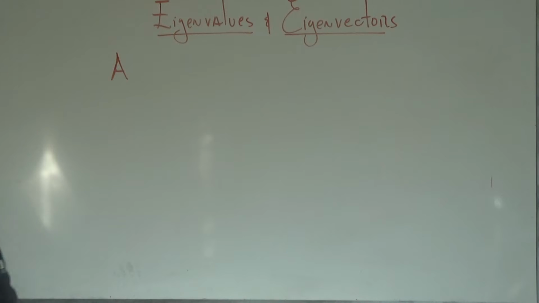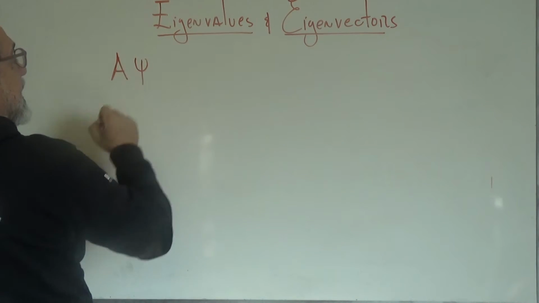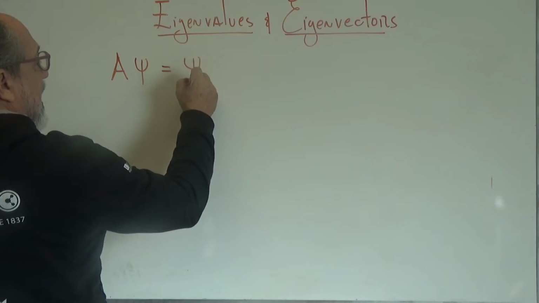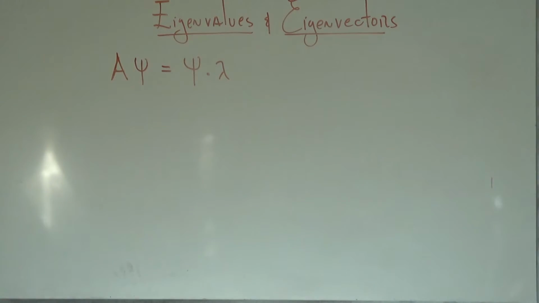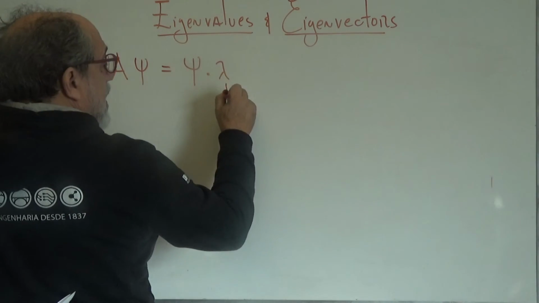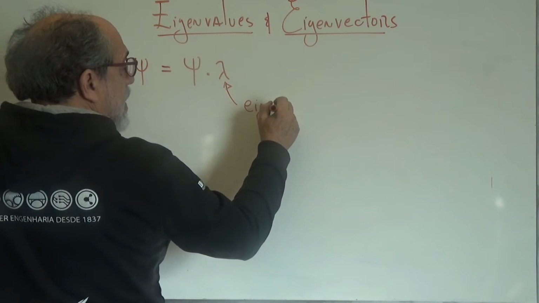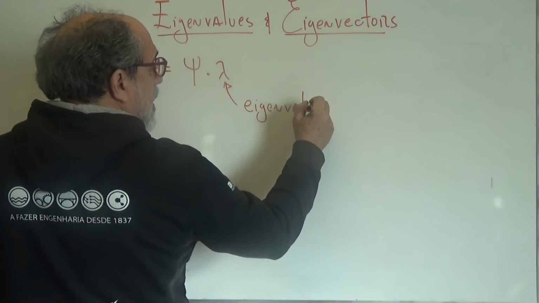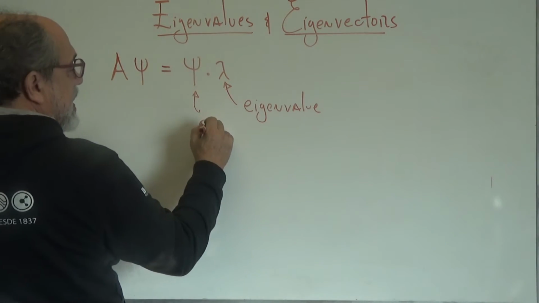So if we have a matrix A and we find that when the matrix A is multiplied times some vector, what we get out is the same vector, perhaps scaled by a number, then we say that this number, which is a scalar, is an eigenvalue. And we say that this vector, which had that property, is an eigenvector.